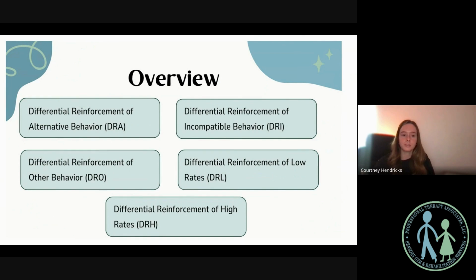So the different types of differential reinforcement are differential reinforcement of alternative behavior, differential reinforcement of incompatible behavior, differential reinforcement of other behavior, differential reinforcement of low rates, and differential reinforcement of high rates.